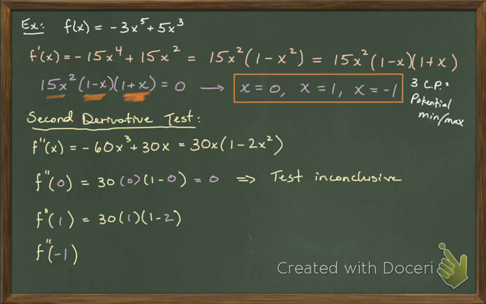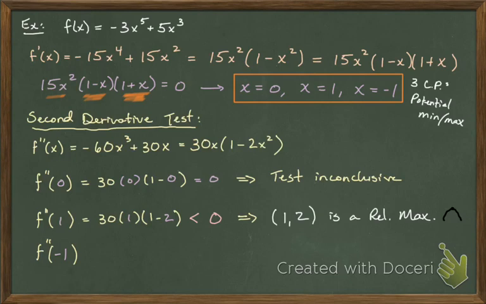Plugging in 1, I see 30 times 1 times 1 minus 2. 30 times 1 is positive times a negative 1. That's going to be a negative value. What that says is my function is concave down at x equals 1. This should mean that x equals 1, I'm going to actually find the point here. I plug the 1 back into my original function to find the y value, and I get a positive 2. This is going to be a relative max because my function is concave down. I've got this kind of shape there. Concave down at a horizontal tangent line, relative max.